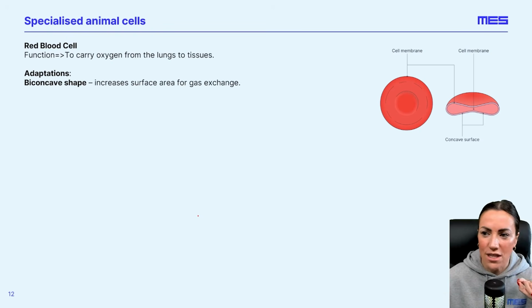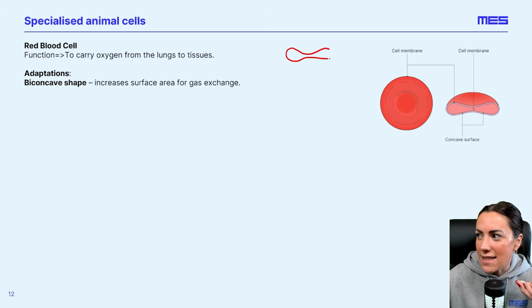So in terms of adaptations, they have a biconcave shape. What does that mean? Well, it's got two concave sides. Bi means two, concave is this kind of sunken in shape, right? So two concave sides or biconcave shape. That is to increase the surface area for gas exchange, because obviously oxygen needs to diffuse in, so the red blood cells can carry the oxygen to the cells, but it will then also need to diffuse out to deliver it to the body cells and tissues. So having that biconcave shape gives it a larger surface area for faster diffusion.